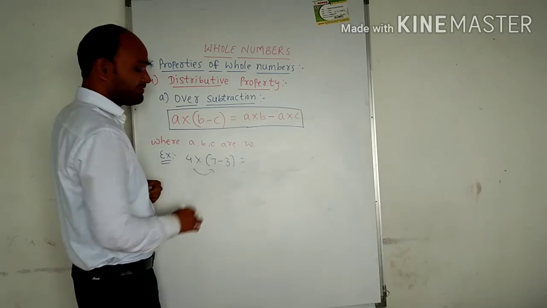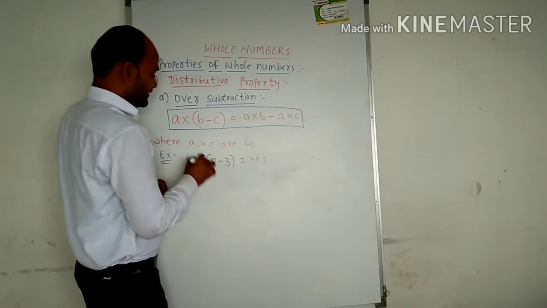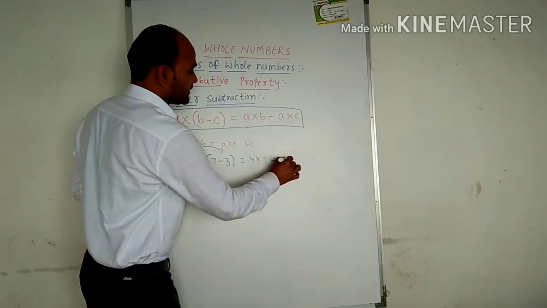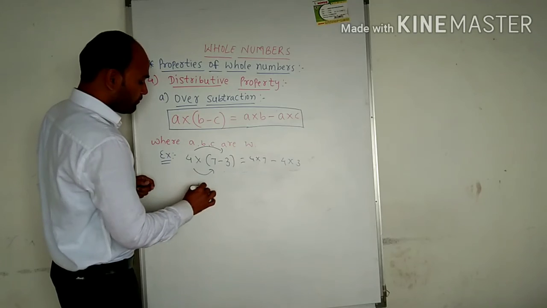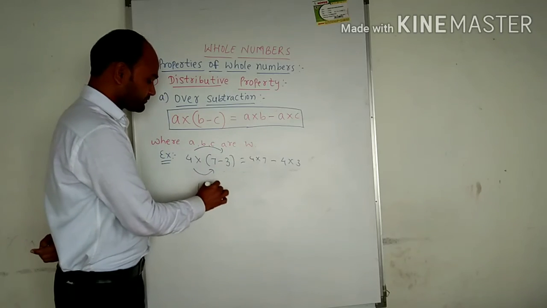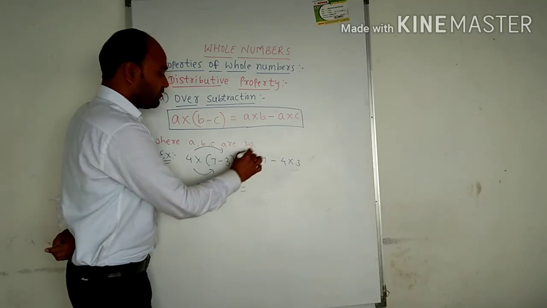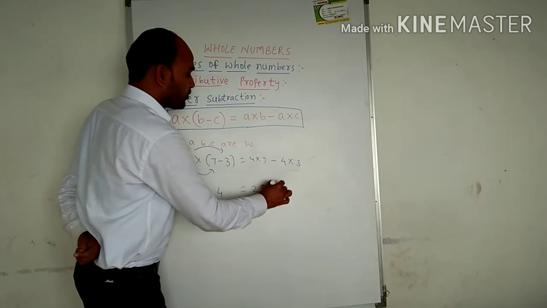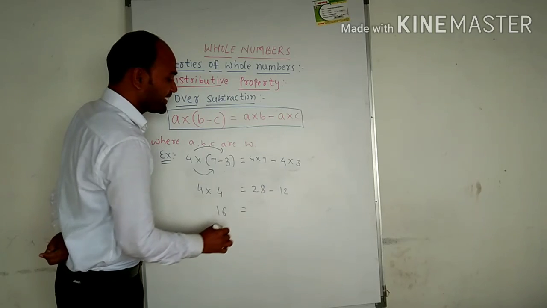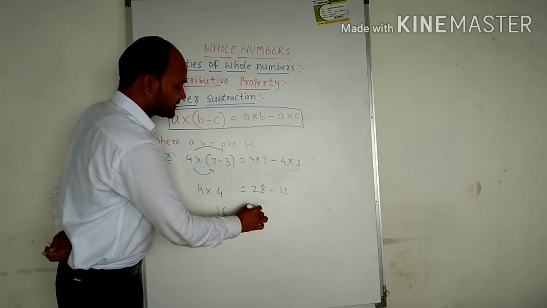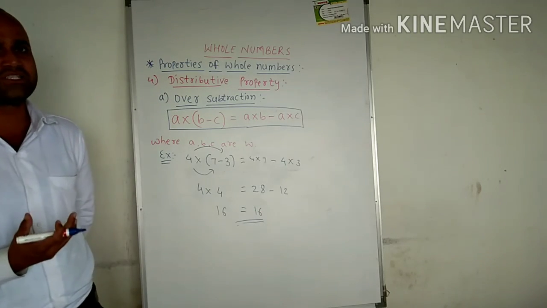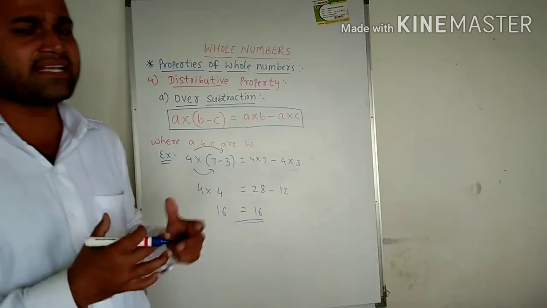First you multiply 4 with 7, that is 4 into 7. Then again you multiply 4 with 3, put the minus sign, and write 4 into 3. So here 4 into 7 minus 3: 7 minus 3 becomes 4. 4 7s are 28 minus 4 3s are 12. So here 4 4s are 16, and 28 minus 12 is also 16. It means in this way we have to solve the distributive property over subtraction and over addition. Like this, many examples we can solve.